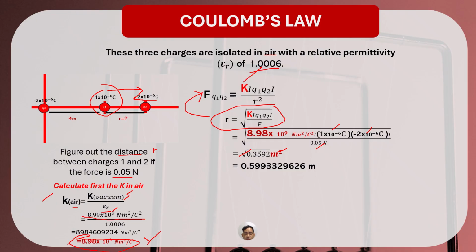Then we can convert it into scientific notation so we can have this figure here. It's rounded off, so it becomes 6.0 times 10 raised to negative 1 meter. That's the distance between these two charges, 1 and 2.